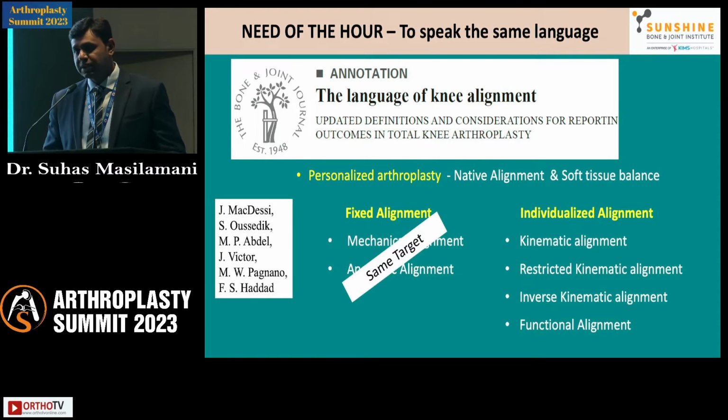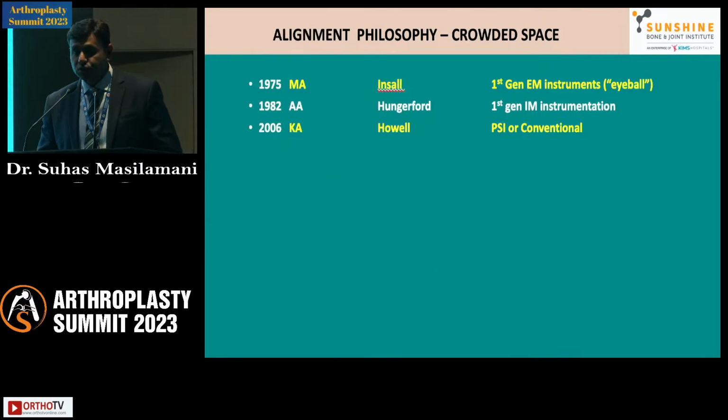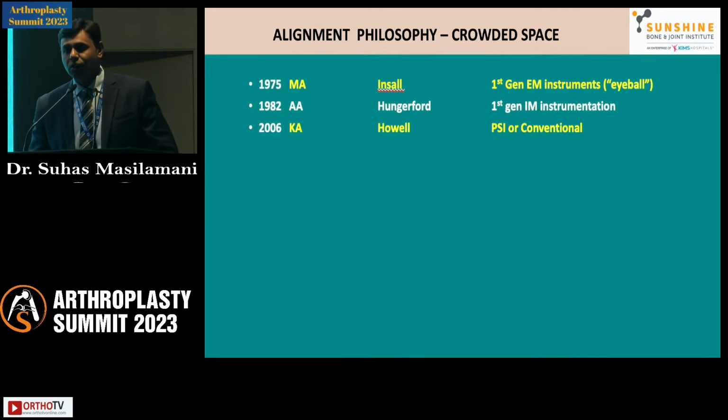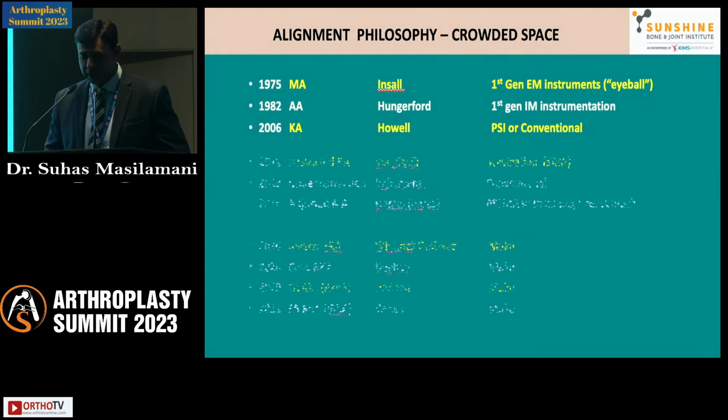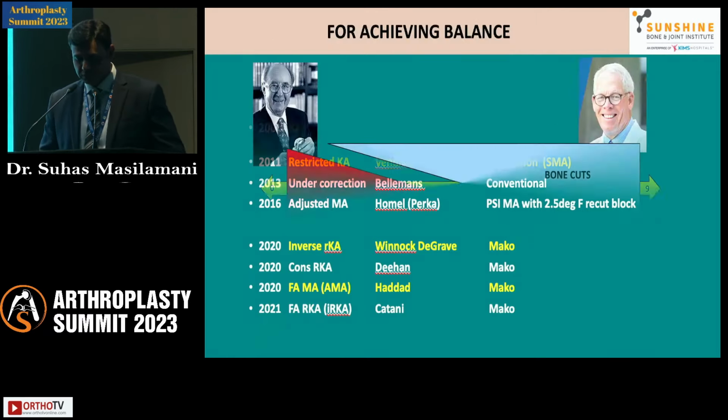Alignments have to be divided into fixed as well as individualized. Fixed alignment is where you have the same target in every single knee, which is mechanical as well as anatomic. Or you should have individualized alignment targets, where I have already listed what these alignment targets are. Till 2006, I think life was happy when Stephen Howell really rocked the boat and started talking about kinematic alignment. And like how Dr. Ashok Rajgopal said, now you have a barrage of many alignment philosophies, but I will only concentrate on these 4 alignment philosophies in terms of introduction.